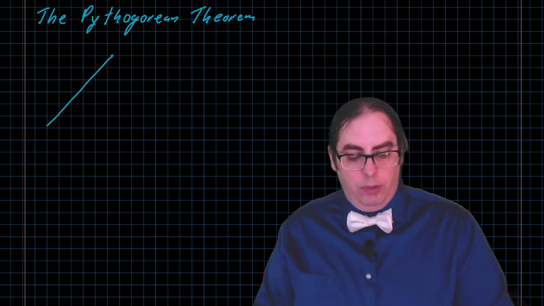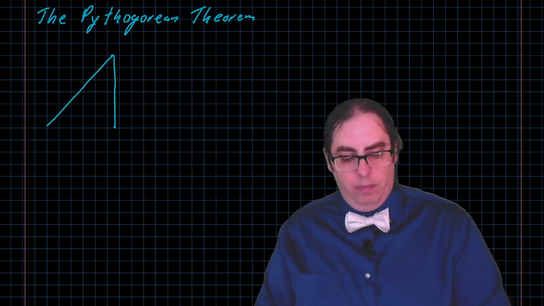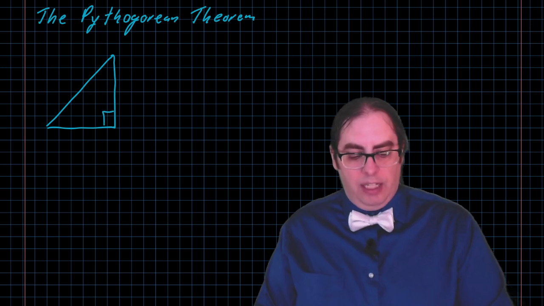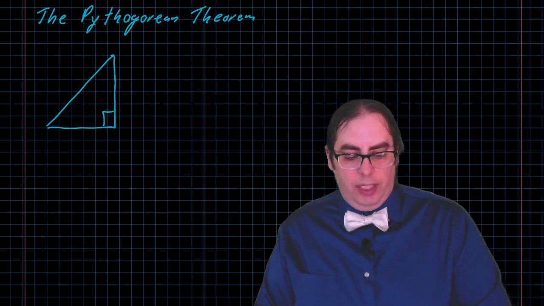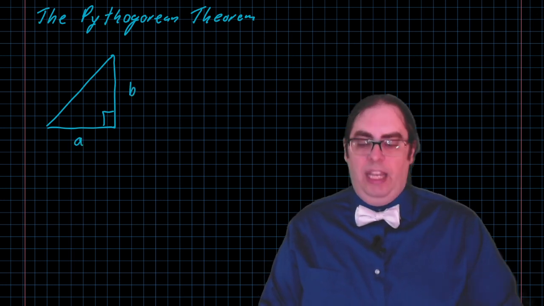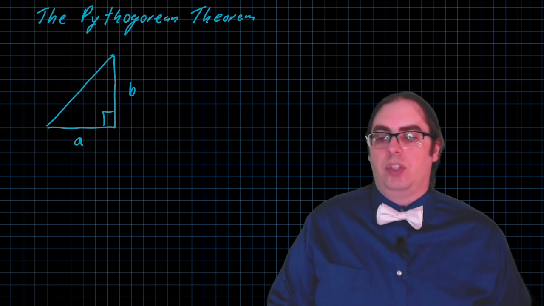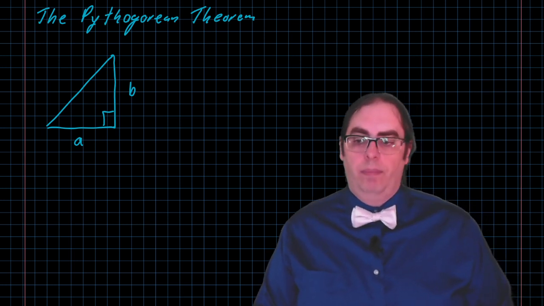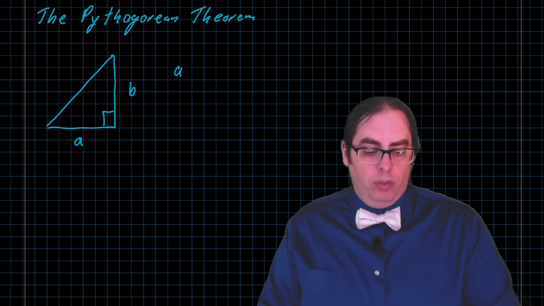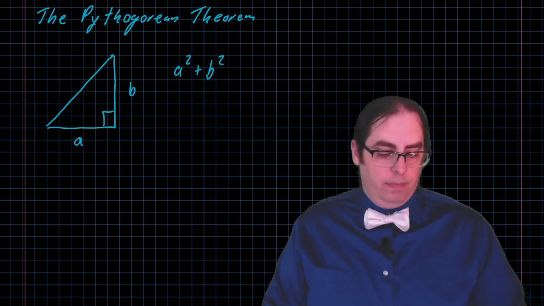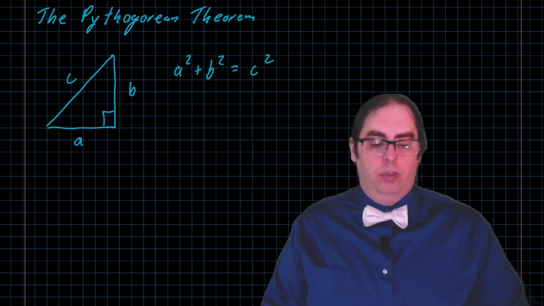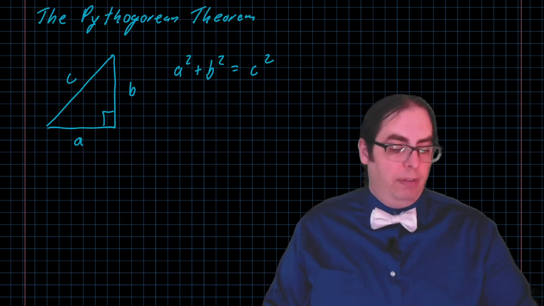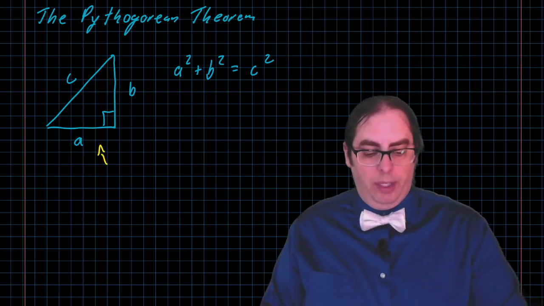So they discovered that if you have a right triangle, that is a triangle that has a 90-degree angle in it, the two legs of the triangle, which we generally denote as A and B, the legs are the sides of the triangle that are touching the right angle, but the squares of the legs added together gives you the same thing as the hypotenuse, the side that is furthest away from the right angle, also being squared.